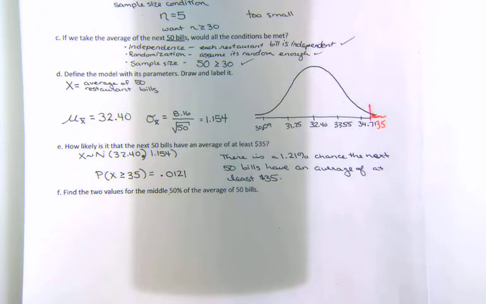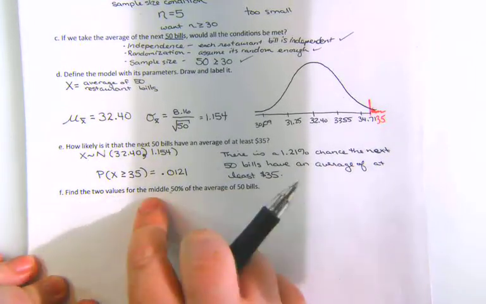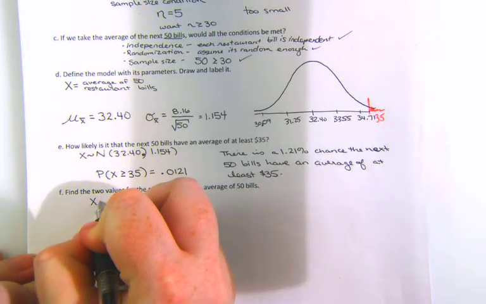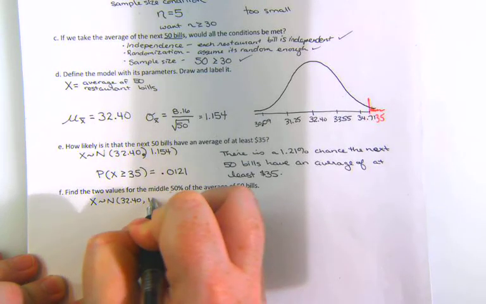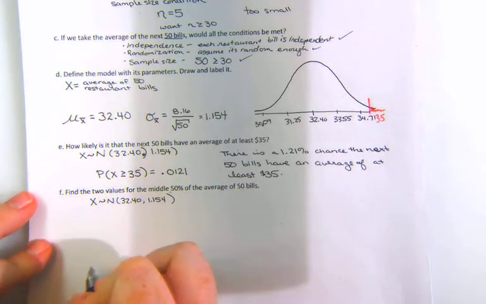So again, in wording, the probability gives us percent chance, and then we have our sample size, so we're taking 50 bills and averaging them. So again, that word mean or average should be coming through, and then of at least $35.